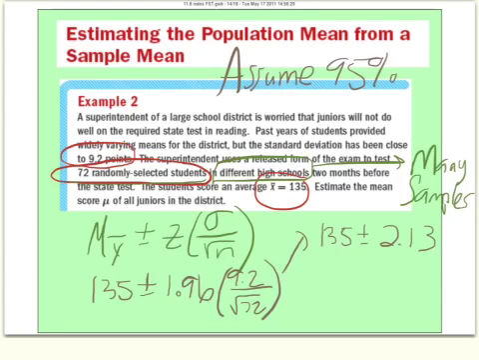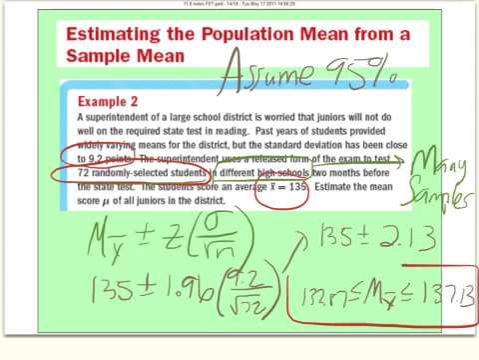And when you do that, we're going to see the mean of all the samples is going to range between 137.13 and 132.87. So he can be 95% confident that if he randomly selected a student in his school, that the score of that student would be somewhere within this range. Okay.